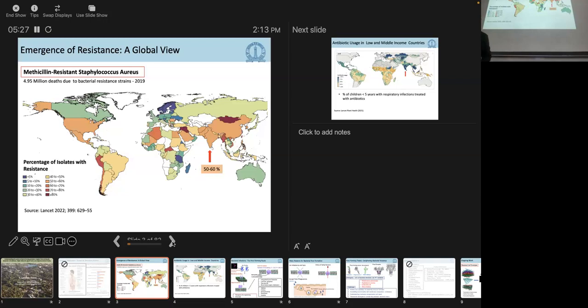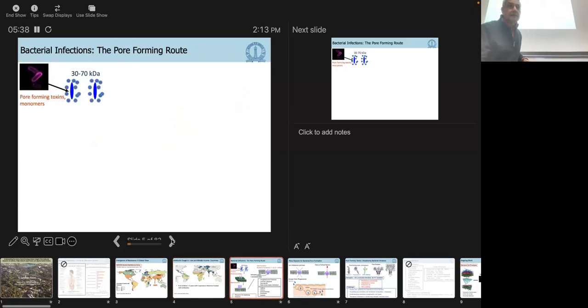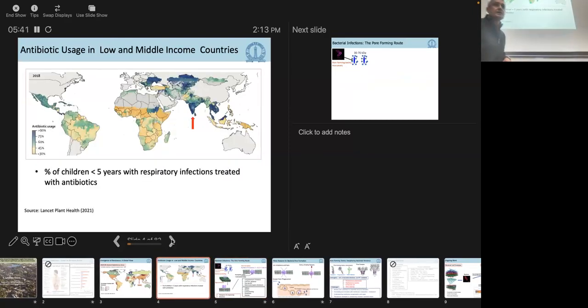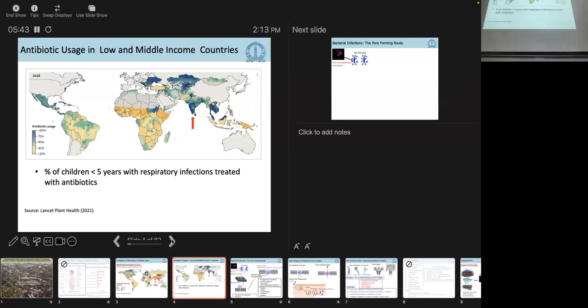One of the problems is that today in many countries you can just walk to a drugstore and ask for antibiotics without a prescription. I don't think you can do that here, right? And antibiotic usage in low and middle income countries again is startling. This shows the percentage of children less than 5 years with respiratory infections treated with antibiotics, and you'll see, the dark blue, large portions of the globe have between 75 to 90%. So you're actually treating kids with antibiotics, leading to resistant strains from the early days.